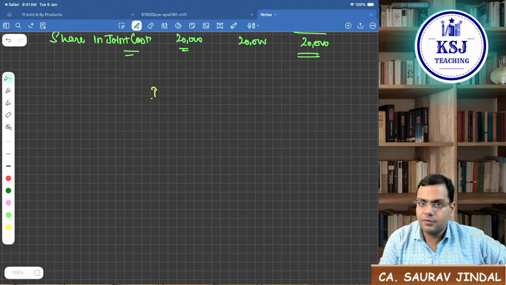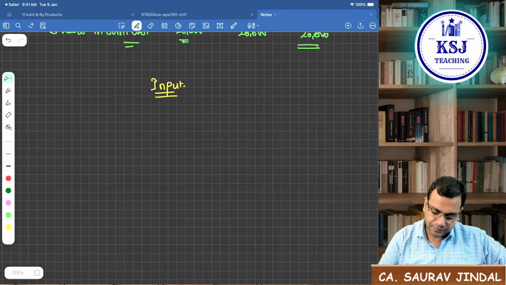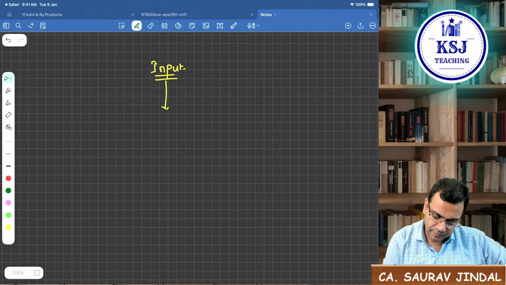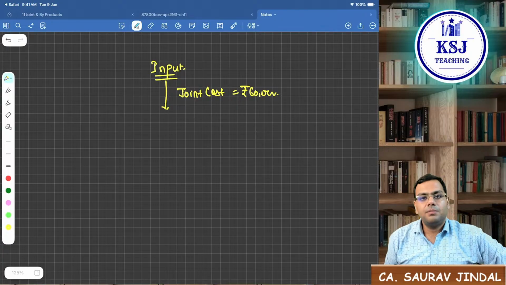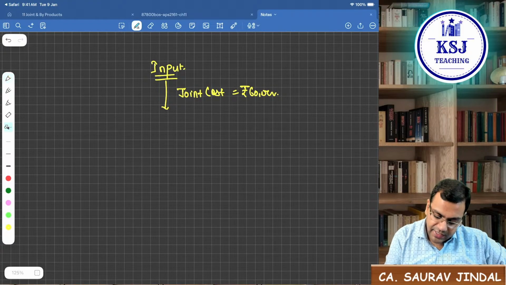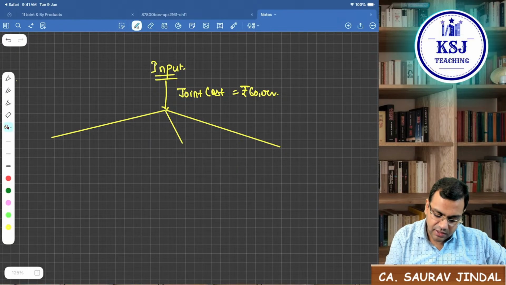Let's say there is an input, a joint cost being incurred. So you have incurred a joint cost of, let's say, 60,000 rupees. By incurring this joint cost, you are getting three different products. What are the three different products that you are getting?